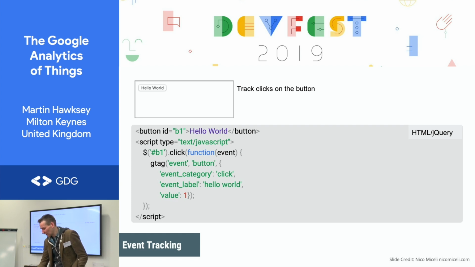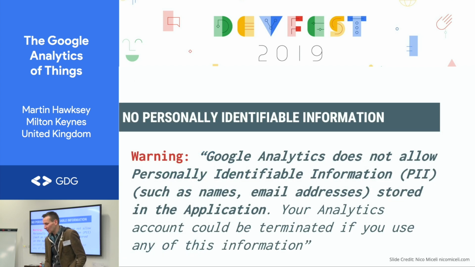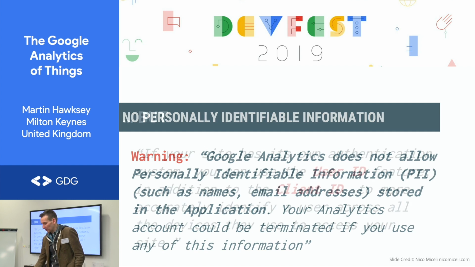So that's Google Analytics. Something that's very important to know is that with Google Analytics, you can do a lot of tracking, but you cannot put any personally identifiable information into Google Analytics. That's a breach of their terms and conditions, and if they discover that you're doing that, they will just pull your account.